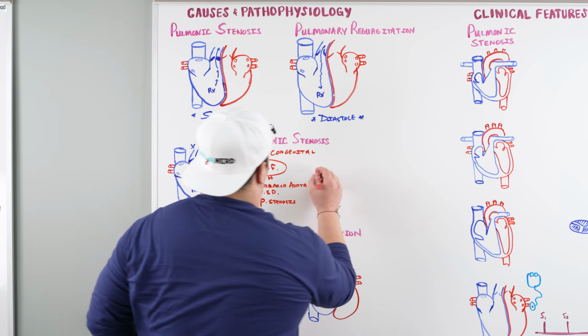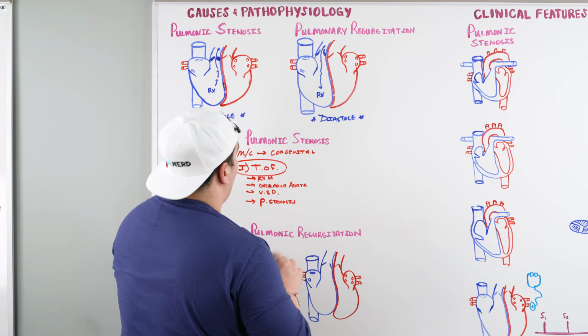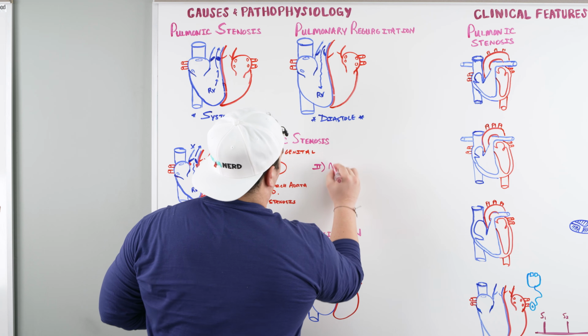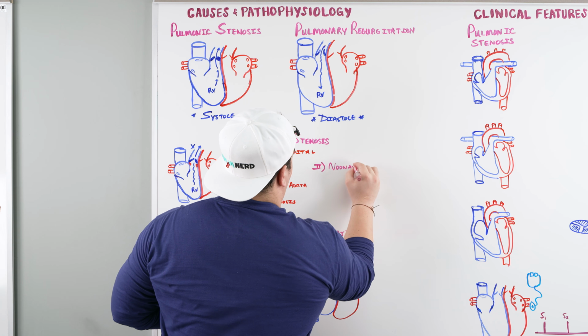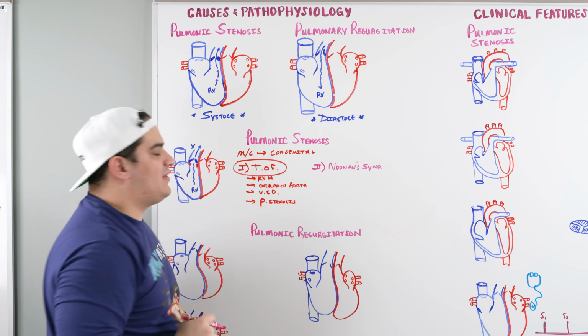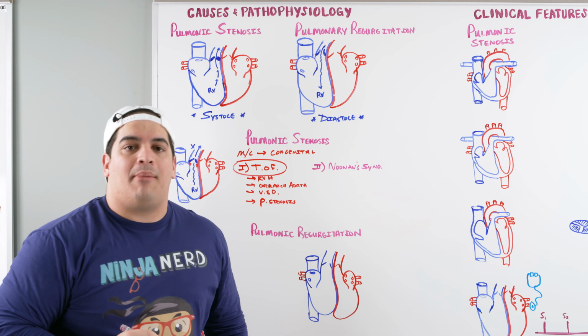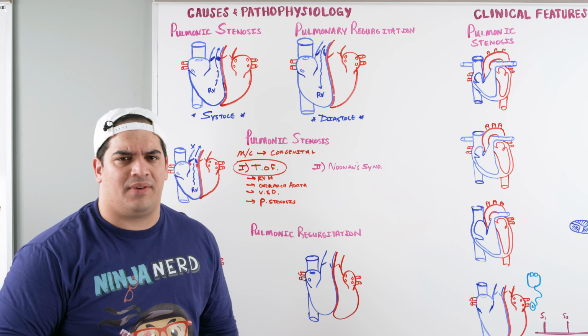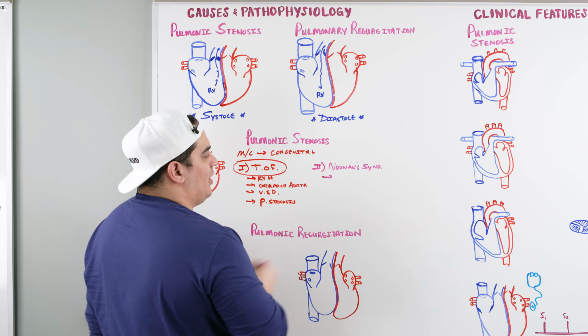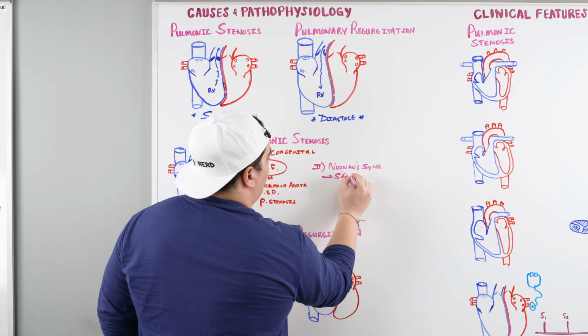Another one that I want you to remember, let's do it in a different color, is Noonan syndrome. You're like, what the heck? Noonan syndrome is an interesting one as well. In this syndrome, these patients have some type of genetic condition that predisposes them to a couple of different things. You can remember another tetrad. Usually in this situation, these patients have a short stature.